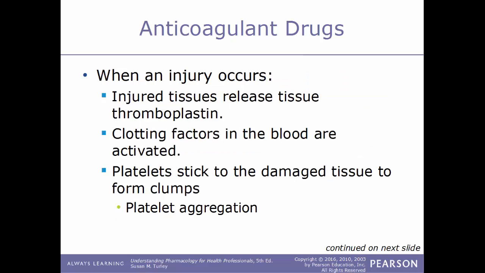So when there's an injury that occurs, the injured tissue will release thromboplastin, which will then activate the clotting factors within the blood. So as this happens, platelets that are normally floating around in blood start to stick to the damaged tissues. It will sort of form a platelet plug, and that process is called platelet aggregation. So the sooner these platelets clump together, the quicker the blood loss can be prevented.